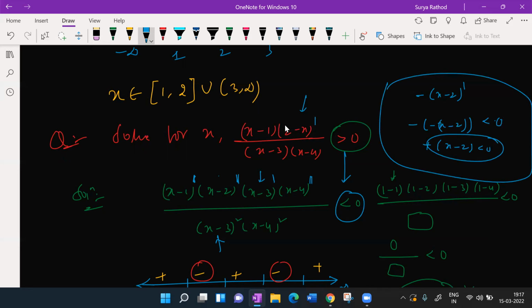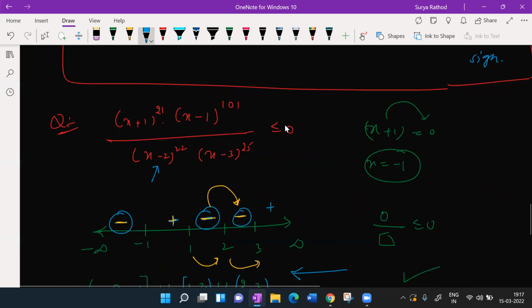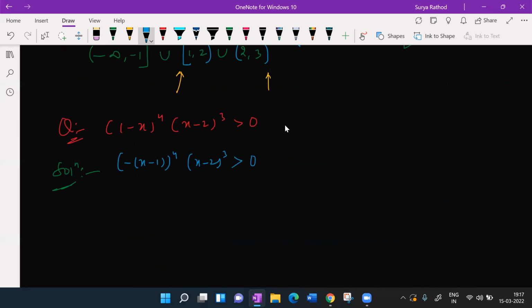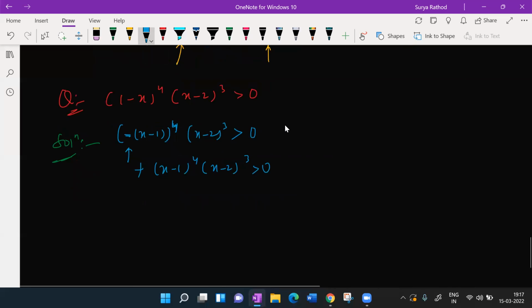But now look at this here. Here I took minus common, and even numbers are there on the power. Let me multiply with minus on both sides. Why? Because you have even power here. Minus to the power of even power is always plus only, so it doesn't make any sense at all. It will remain greater than 0 only, because you have even power. So now peacefully you can solve it.